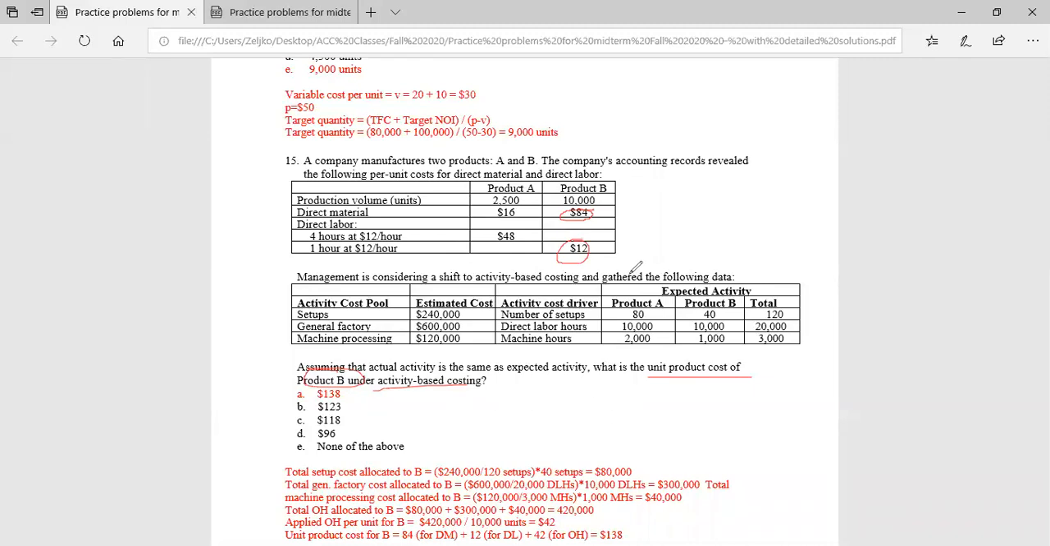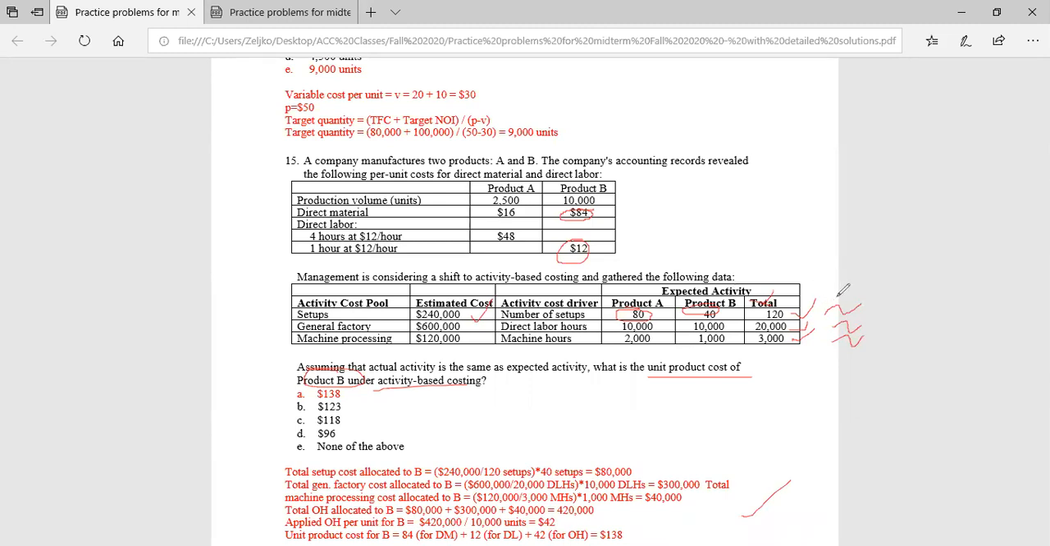Okay. Now overhead is what? Overhead is 240 divided by total. Again, if the total is not here, you have to add up this here. So now you have 240 divided by 120, 600 divided by 20,000, 120 divided by 3,000, and you get some rates, which you will find here below. And then you will use those rates to apply them to the products you're looking for.